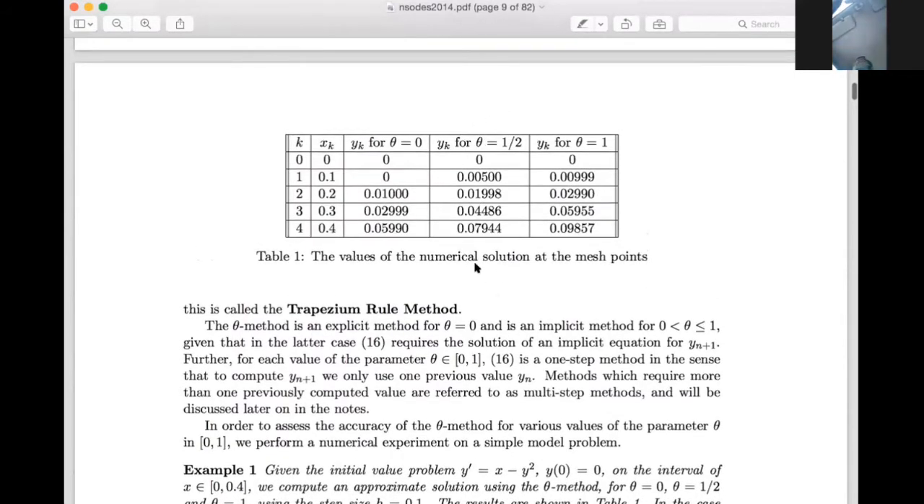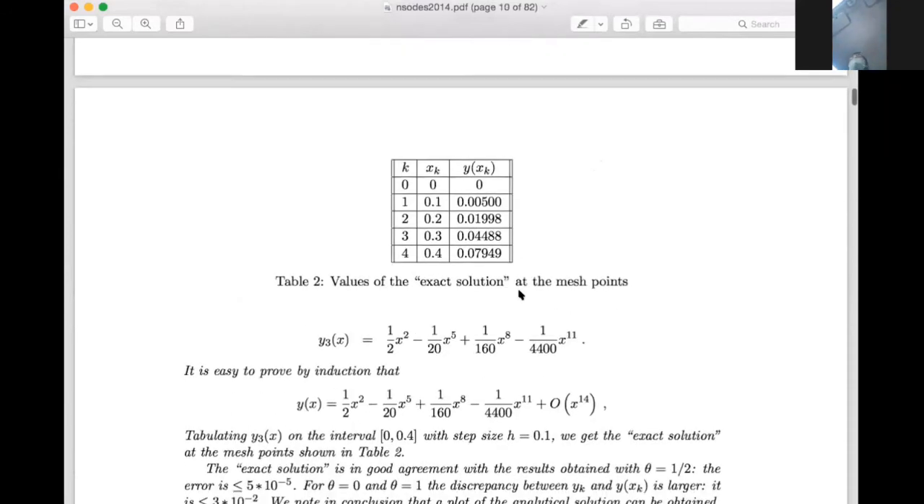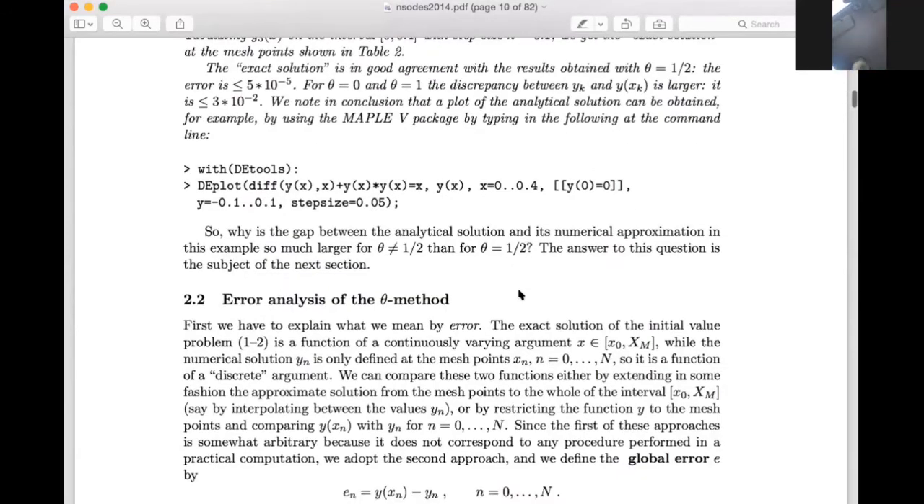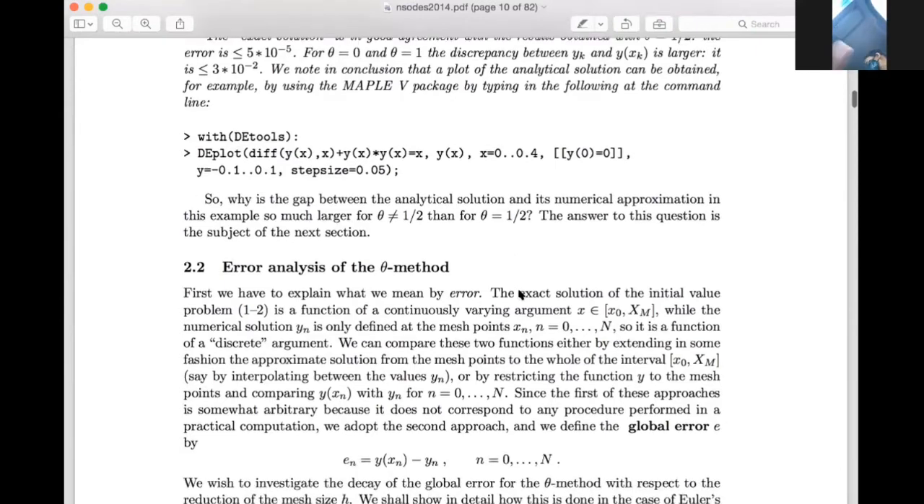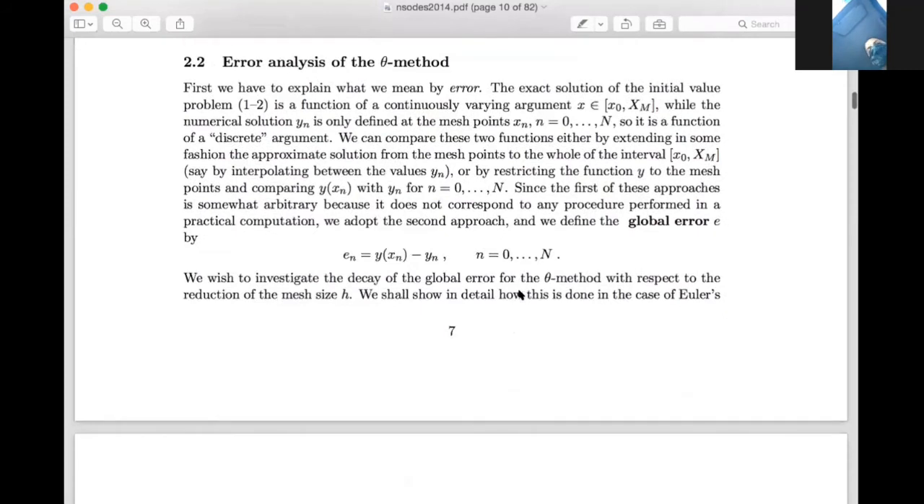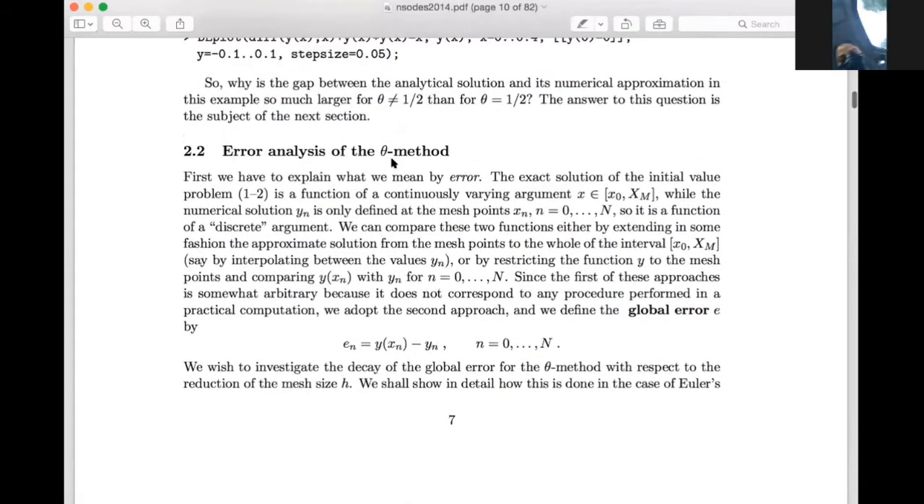By numerical experiment also we observed that this thing is clear. But now we will prove the theoretical error estimate, which will give us the clear picture, and we can see that also. So we will start the error analysis of the theta method. First we will do it for the Euler, and then we will generalize to the theta method.